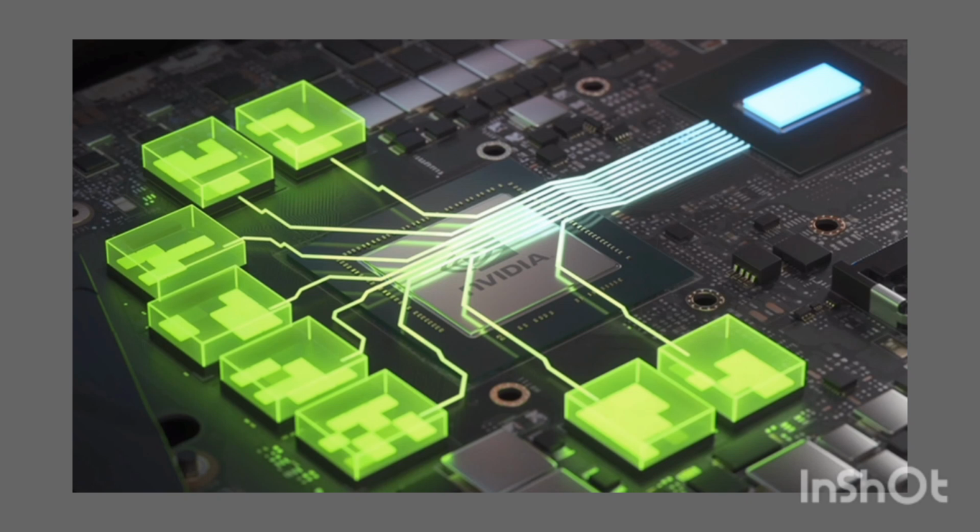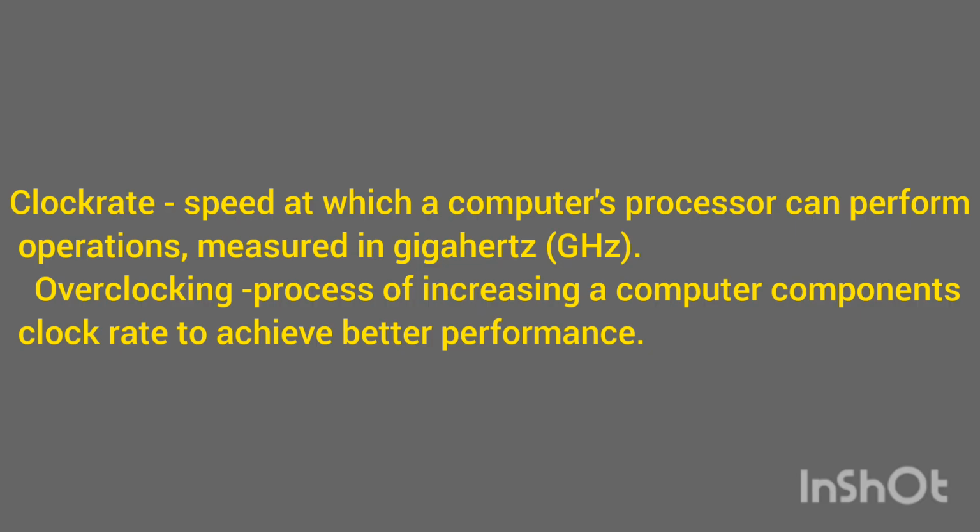Clock rate refers to the speed at which a computer's processor can perform operations, measured in gigahertz (GHz). Overclocking is the process of increasing a computer component's clock rate to achieve better performance.